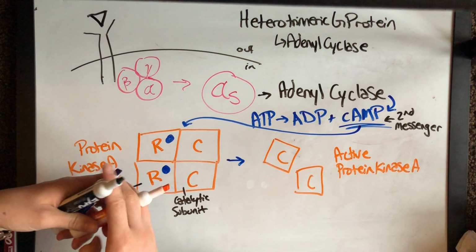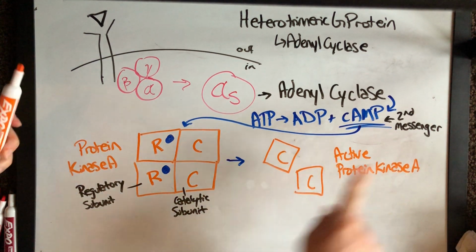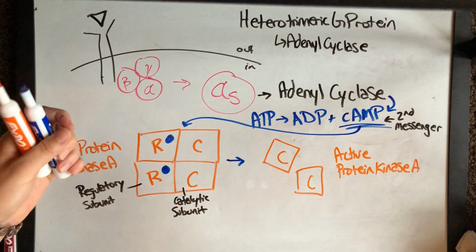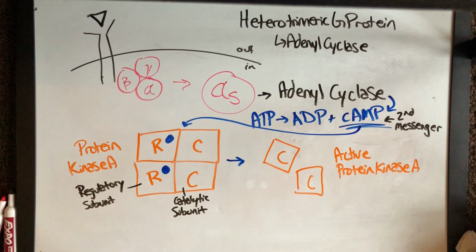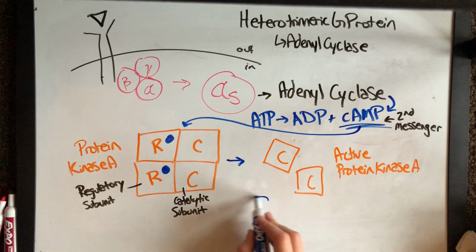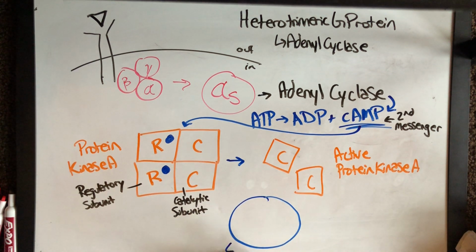Right? So kinases phosphorylate things. So we're going to have an enzyme. Doesn't really matter which one right now. I'll just draw a little circle down here. So this is our enzyme.